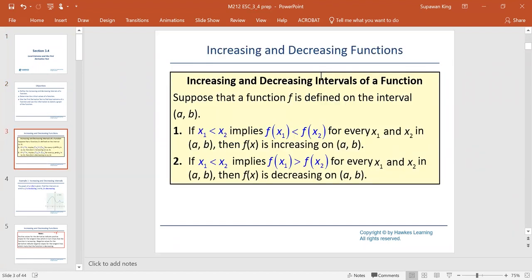If x1 less than x2, f of x1 less than f of x2 for every x1 and x2 in the open interval AB, then the function f is increasing on the interval AB. If x1 is less than x2, f of x1 is greater than f of x2 for every x1 and x2 in the open interval AB, then the function f of x is decreasing on the open interval AB.